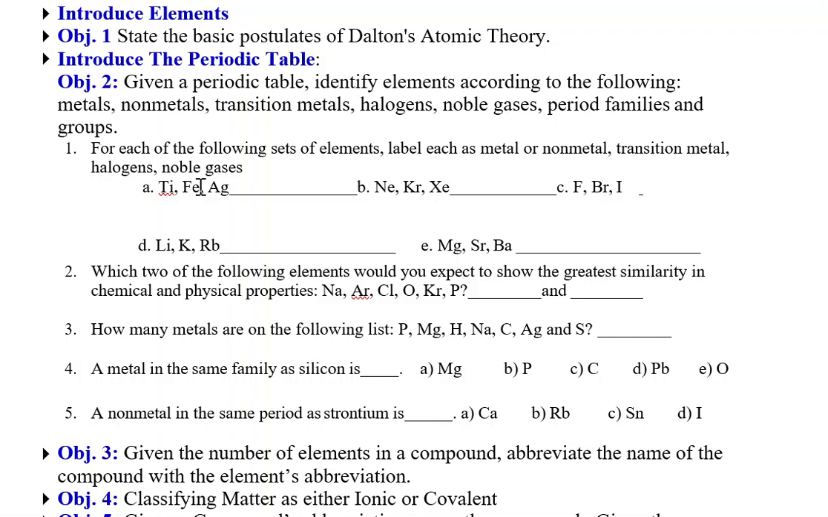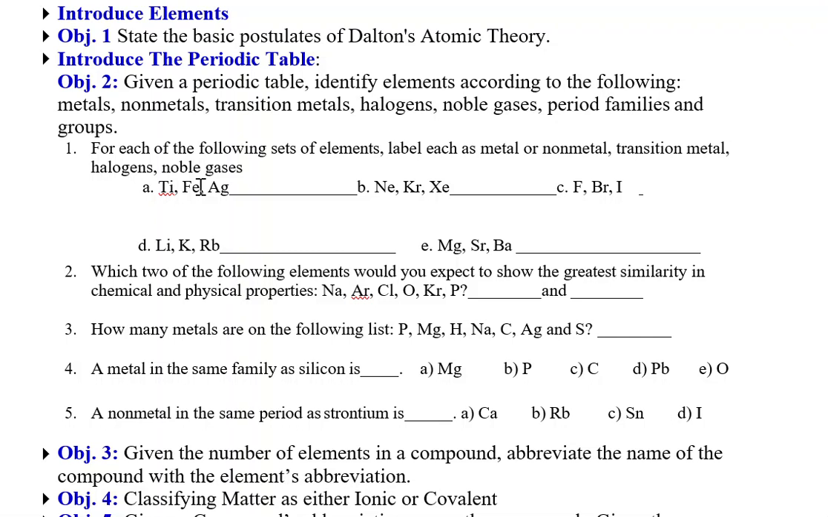All right, now let's look at lithium, potassium, and Rb. I always forget what that guy's called. Rb is called rubidium. Rubidium. Those are all, if you look at them, those are all in column 1A. And those are metals.